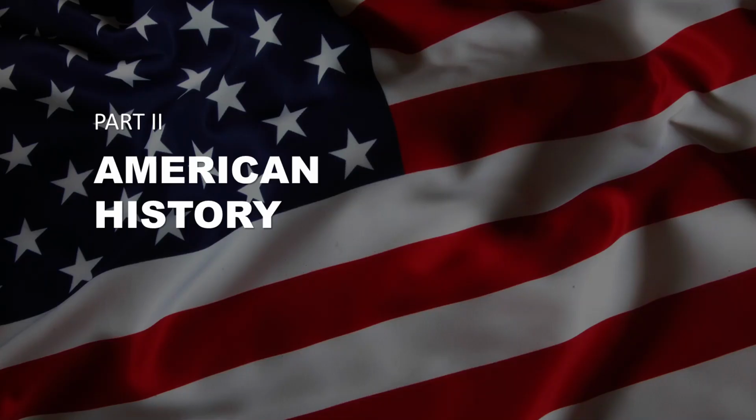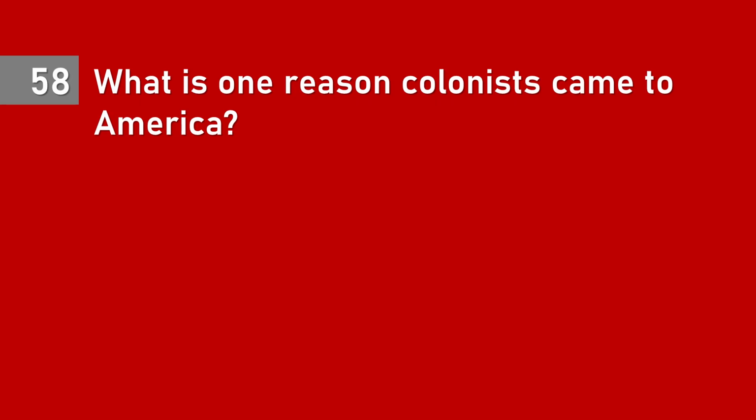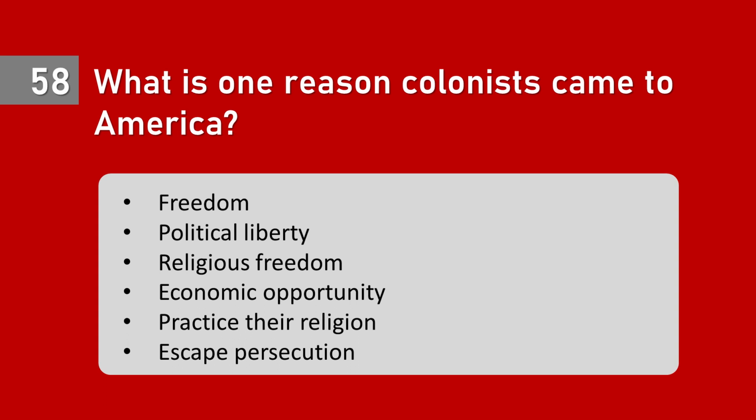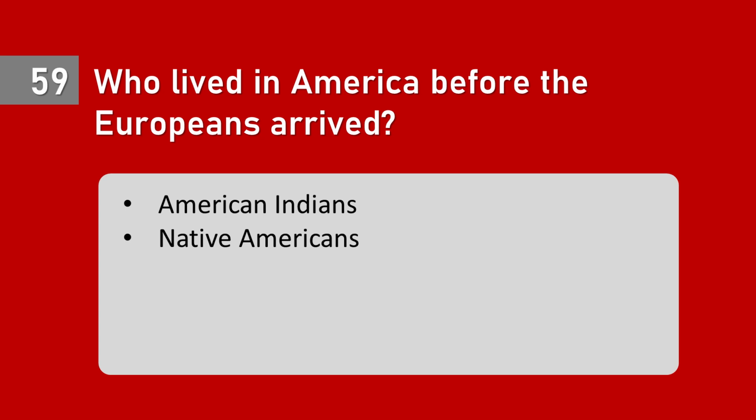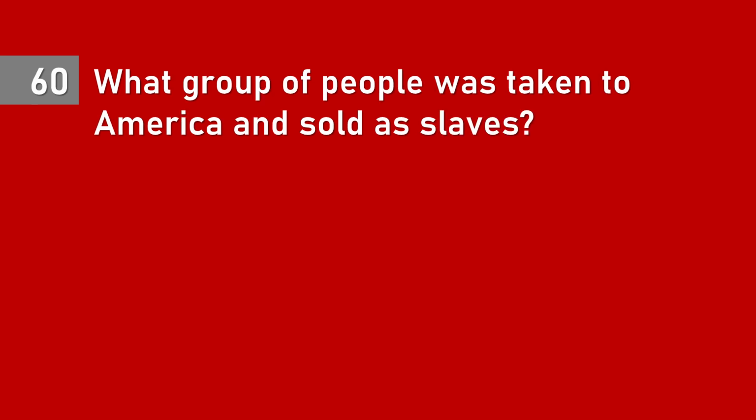Part 2, American History. Section A, Colonial Period and Independence. Question 58. What is one reason colonists came to America? Freedom, political liberty, religious freedom, economic opportunity, practice their religion, escape persecution. Question 59. Who lived in America before the Europeans arrived? American Indians, Native Americans.